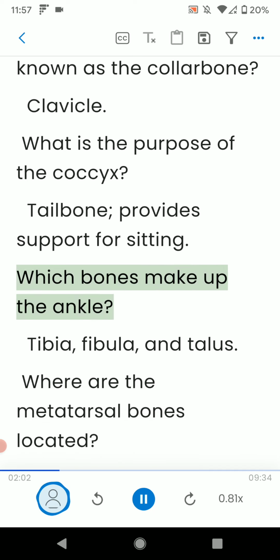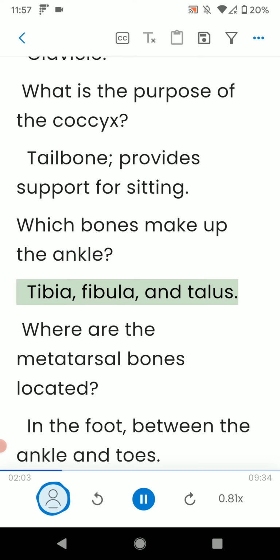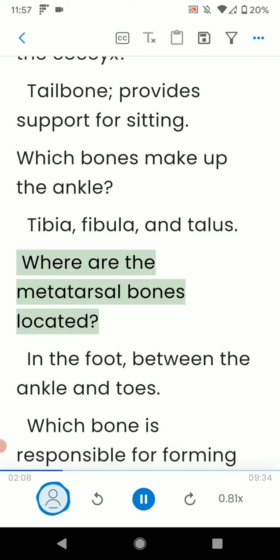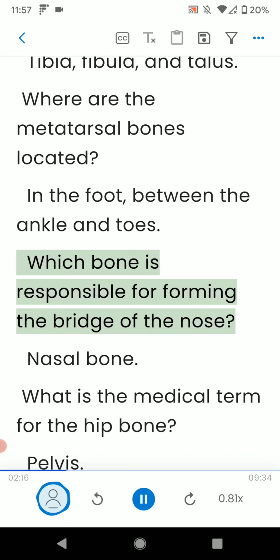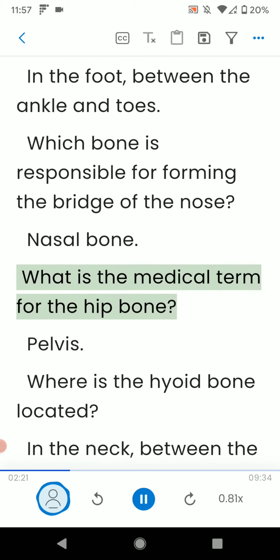Which bones make up the ankle? Tibia, fibula, and talus. Where are the metatarsal bones located? In the foot, between the ankle and toes. Which bone is responsible for forming the bridge of the nose? Nasal bone. What is the medical term for the hip bone?